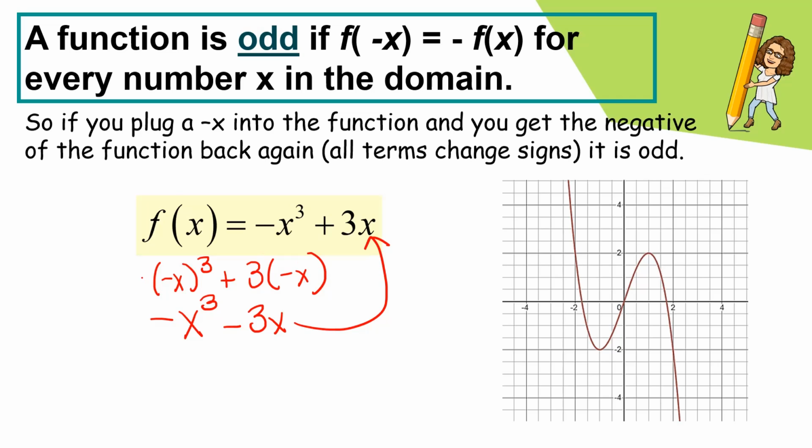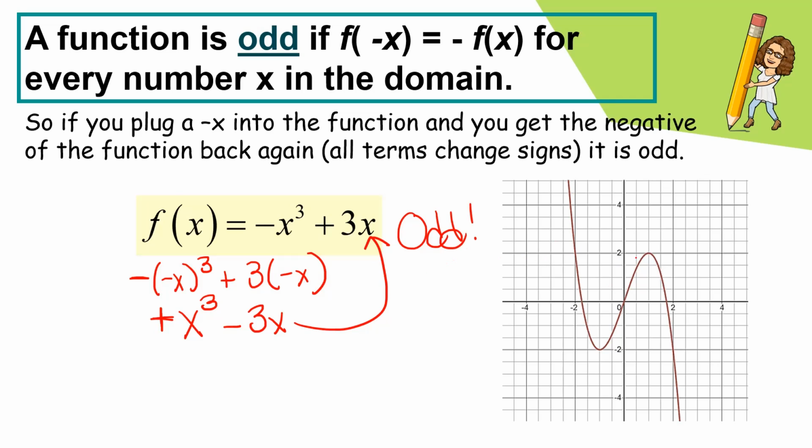Oh, silly Marsh, you missed the negative in the front. Whew, that could have been bad. Okay, well, then we would have had a negative, so that's actually a positive x cubed. Look, the signs have completely changed. Positive x cubed and a negative 3. That completely changed. This is an odd function.